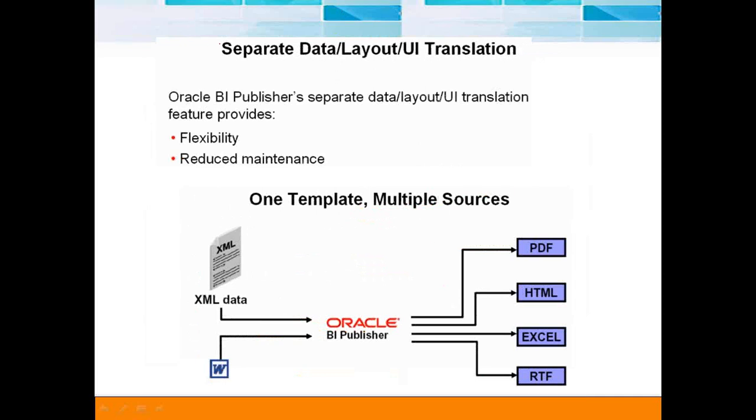So the logic behind it, as I said, is to separate data, layout, and UI translation. Therefore, any modification in your data, layout, and UI translation requires minimum changes. So you see this option says the data is coming from XML. We call this XML Publisher because all information is finally rendered in XML, and the layout is coming from a Word document. You join them together over here and you render your PDF and multiple file formats.